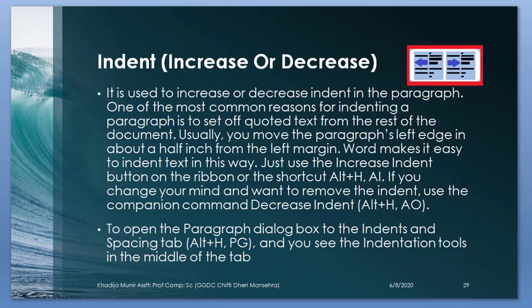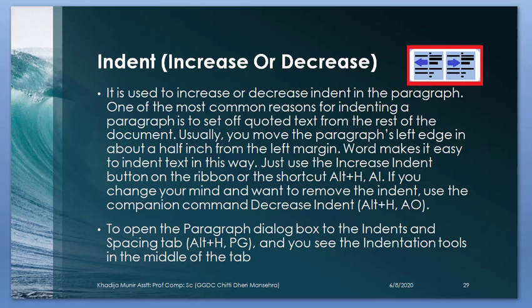Indent. You have two types of indents, increase or decrease. It is used to increase or decrease the indent in a paragraph. One of the most common reasons for indenting a paragraph is to set off quoted text from the rest of the document. Usually, you move the paragraph's left edge about half an inch from the left margin. Word makes it easy to indent text this way.